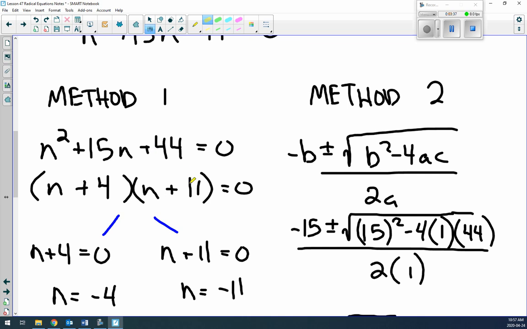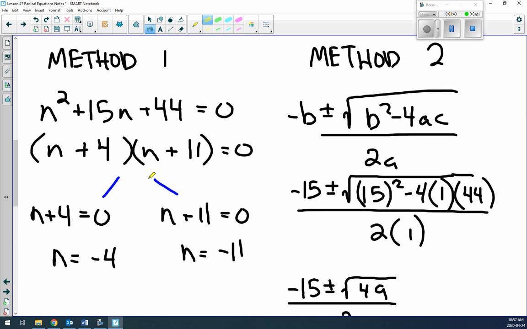There's a positive in front of the 44, which means both signs are the same. Factors of 44 that add together to give you 15 are 4 and 11. And we do the math. We find out n is negative 4 and n is negative 11.